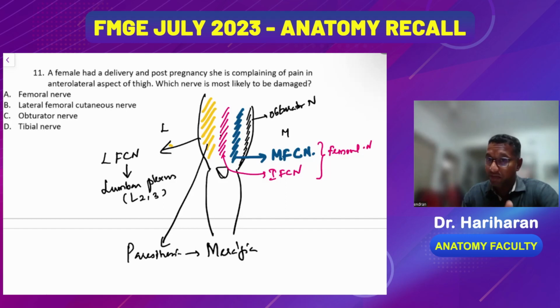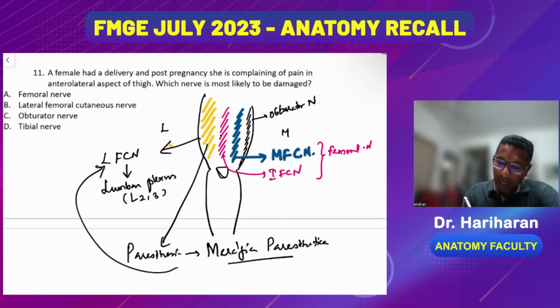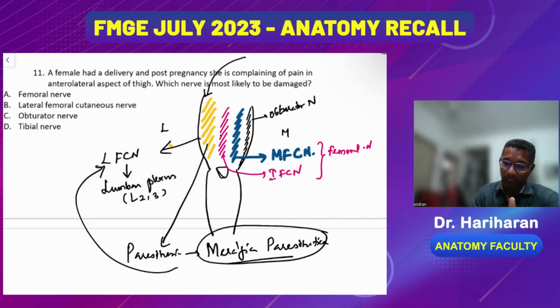So the question can be framed like this: what is the nerve that is involved in meralgia paresthetica? The nerve involved in meralgia paresthetica is the lateral femoral cutaneous nerve of the thigh. Please be clear guys, it is a direct branch of the lumbar plexus. It has a course from the lumbar plexus along the pelvis to the lateral side of the thigh, so it is prone to damage beneath the inguinal ligament, resulting in a condition called meralgia paresthetica. So the answer for this question is the lateral femoral cutaneous nerve of the thigh.